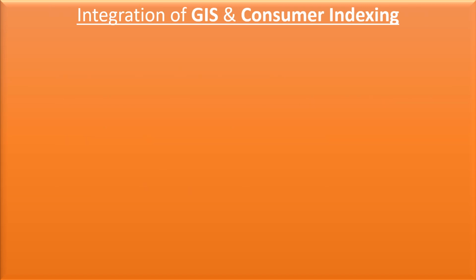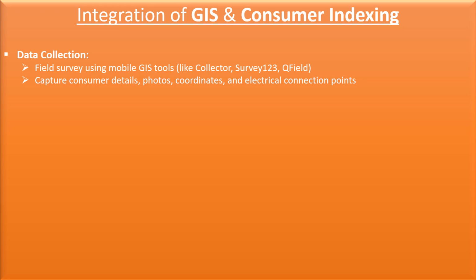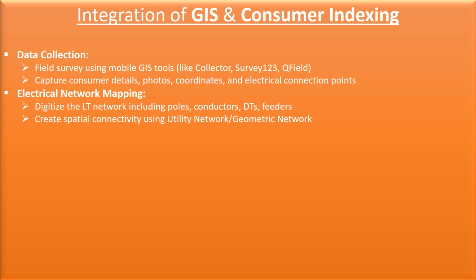Next we'll see the integration of GIS and consumer indexing. First part is data collection. That's a field survey using mobile GIS tools like Collector app, Survey123, or QField. Using those devices we can collect the consumer location and capture consumer details, photos, coordinates, and electrical connection points, that is, service pole details.